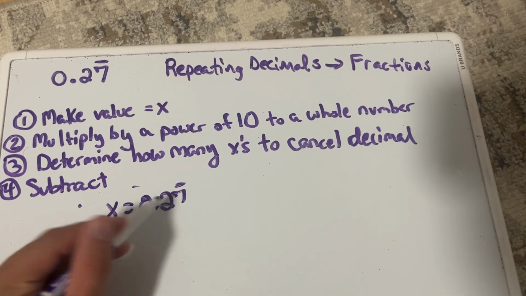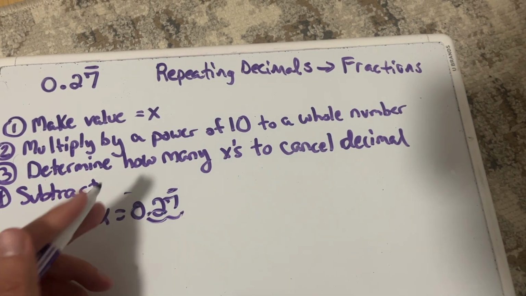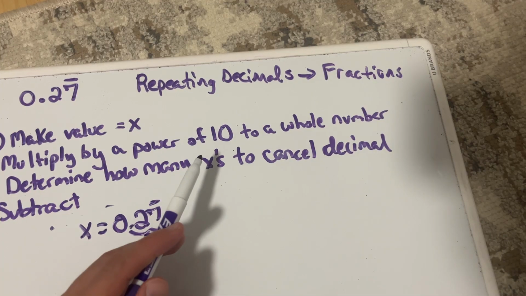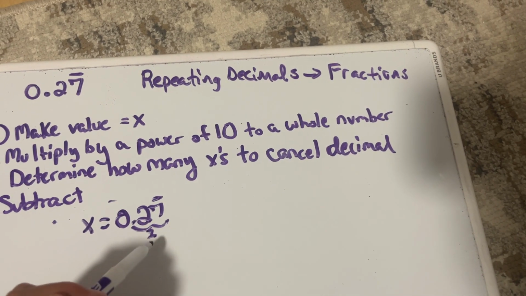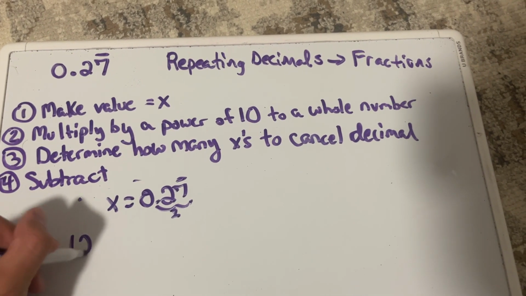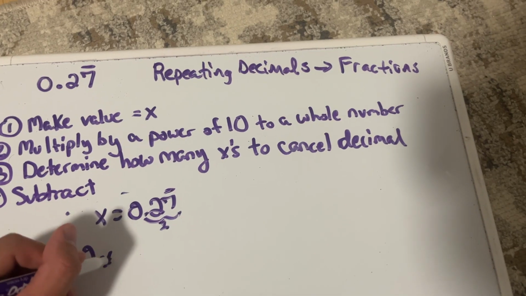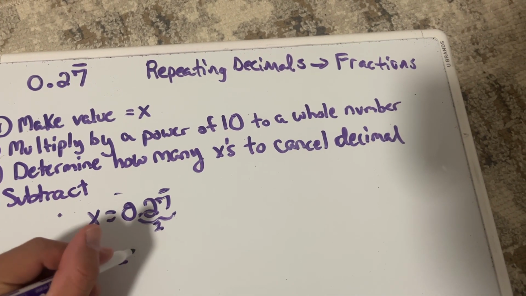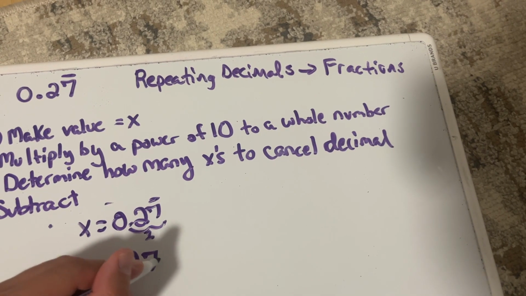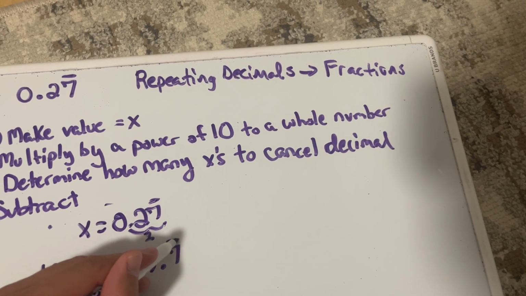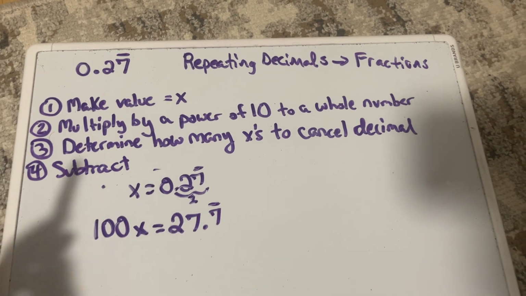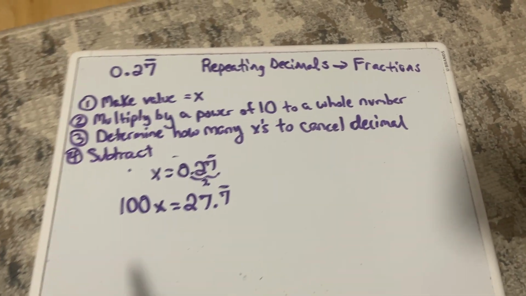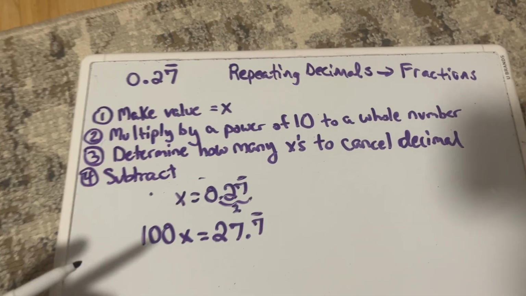So since there are 2 values after the decimal, 1, 2, that is how many powers of 10? 2. 10 to the power of 2. So that will be 100x again equals, since I'm moving it here, it's going to be 27.7 repeating. Remember, the 7 is still going after because the 7 is still repeating forever and ever. I just wanted to get everything out here in front first.